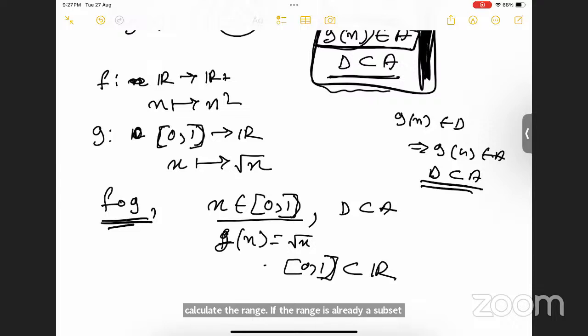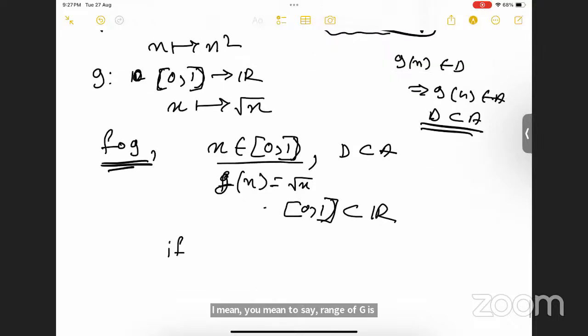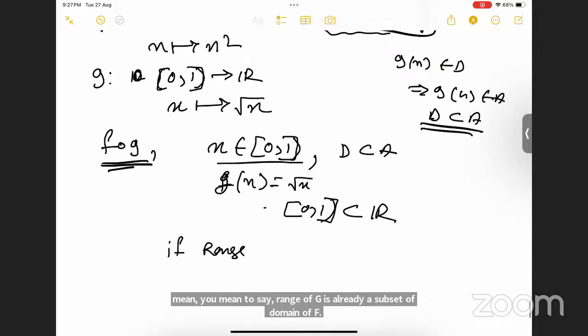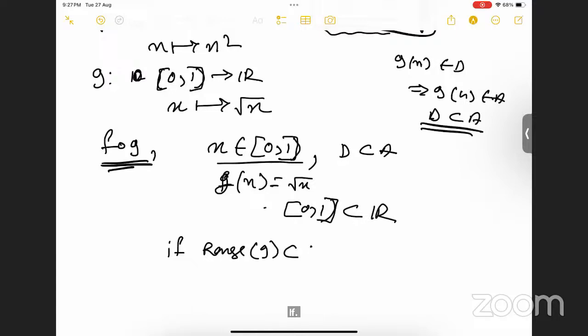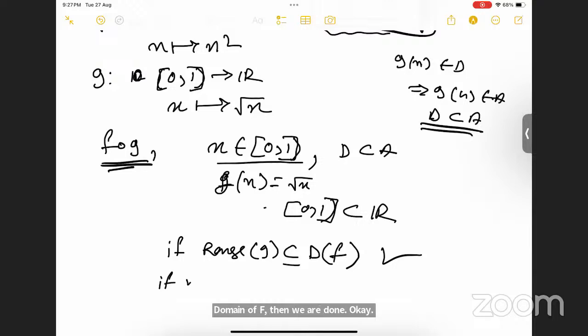You mean to say the range of g is already a subset of the domain of f? If the range of g is a subset of the domain of f, then we are done. Else, if not, then restrict the domain of f such that this holds.